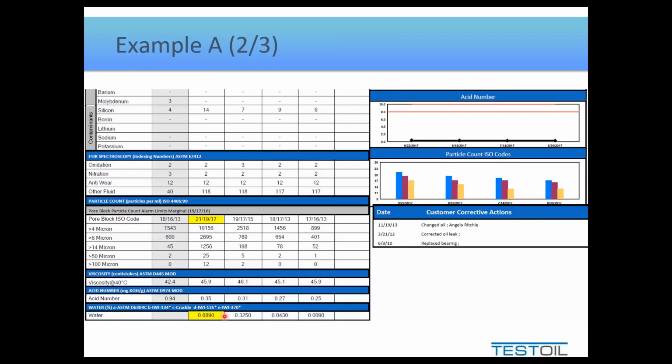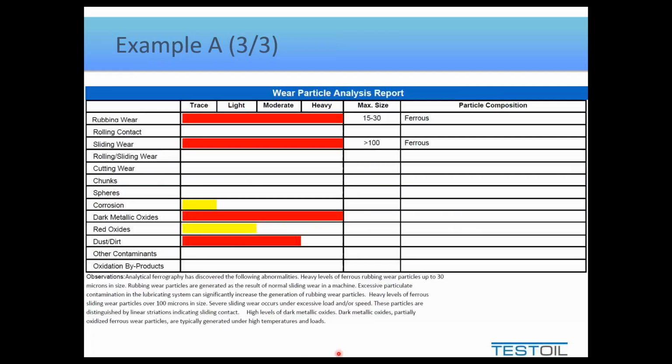So just to review real quick, the iron and lead we identified as effects. The silicon, if we believe it's abnormal, we would say it's a cause. The water is definitely a cause. And the particle counting we're going to have to come back to. But the last page of the report contains the analytical ferrography. And just to give you a 10-second how to read ferrography thing, the simple solution is this.